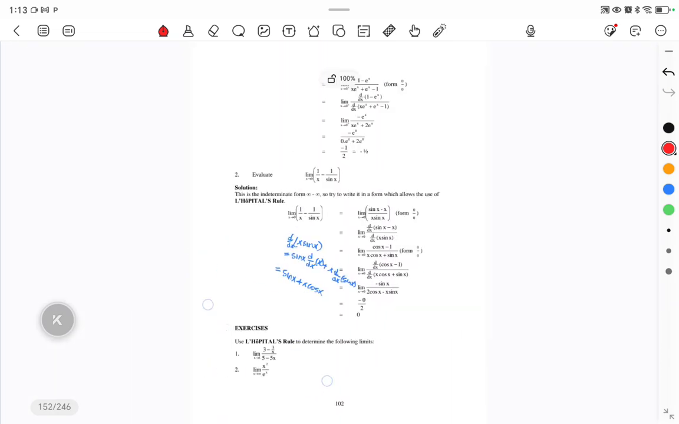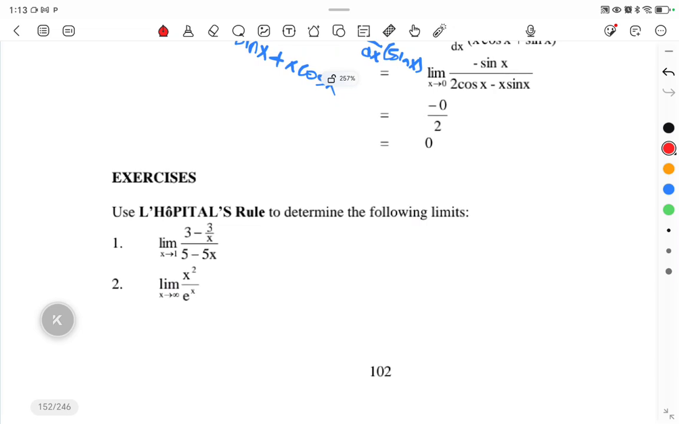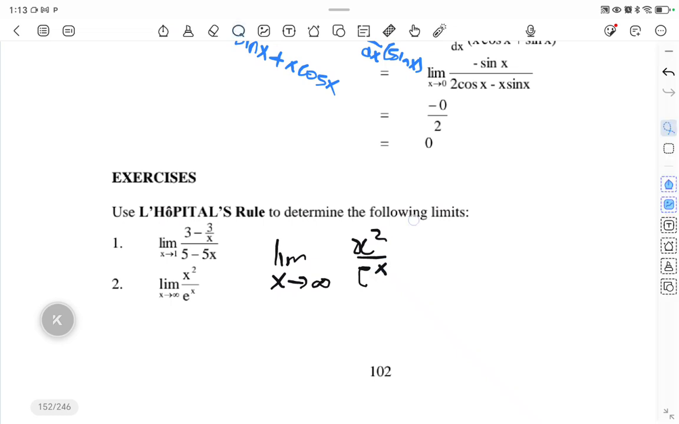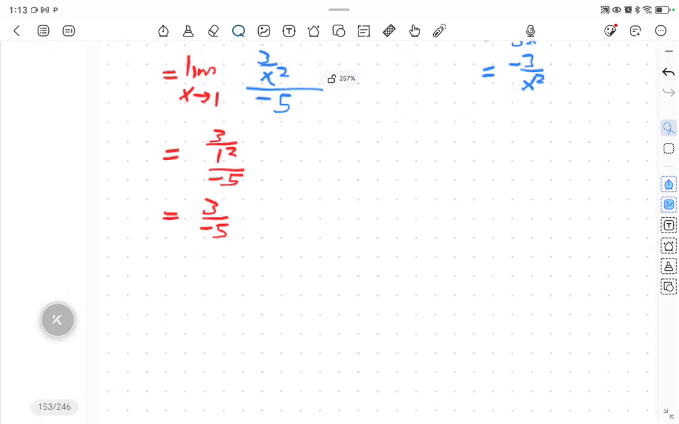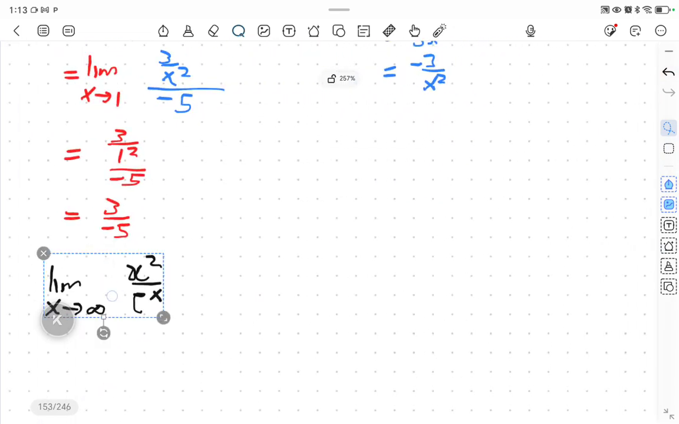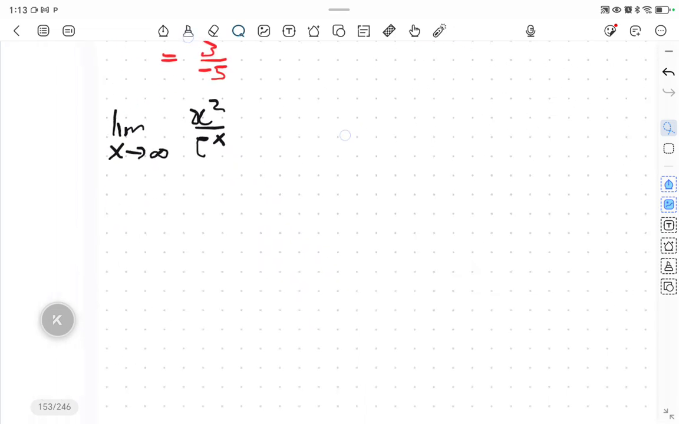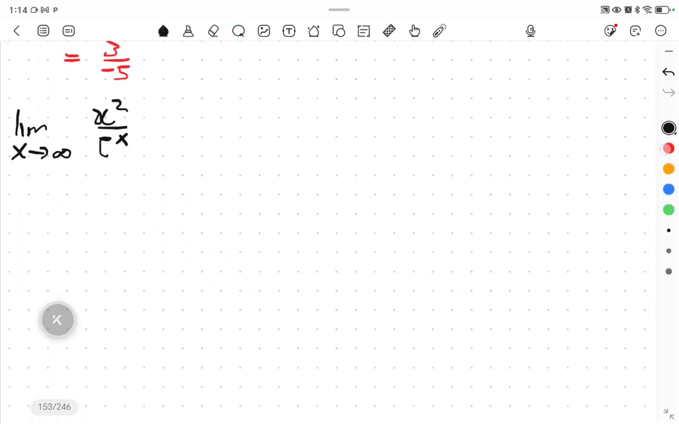Now we come to the second one. The second one we're given the limit as x approaches infinity of x squared over e to the x. Now I just cut this out. I come and paste it here. So now when we come to this question, we first write the form. What form is this? The form of this is infinity over infinity.